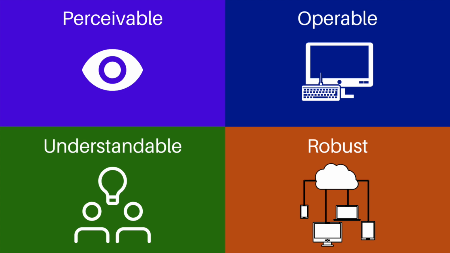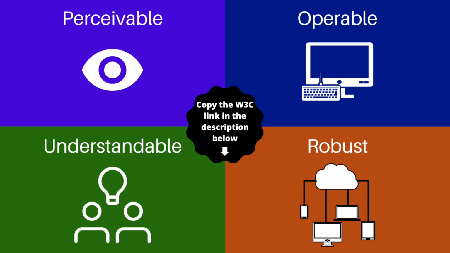So let's review. An accessible site should be perceivable, operable, understandable, and robust. For more information, visit the World Wide Web Consortium website.